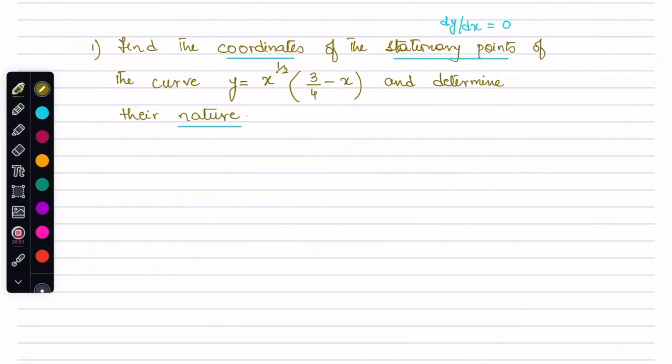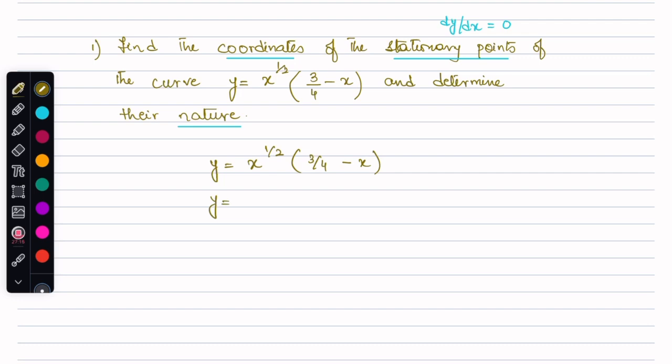So if the question is given for y equals x to the power 1 by 2 times (3 by 4 minus x), then I should know that first I should be getting the first differential, or the gradient equation, to get the stationary points. So first thing here is to solve or expand the equation.